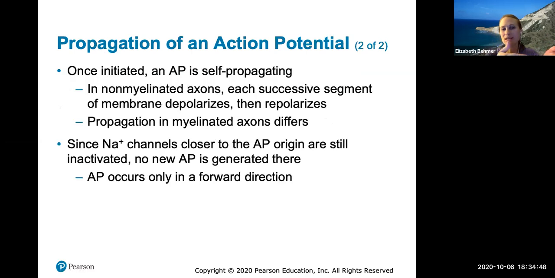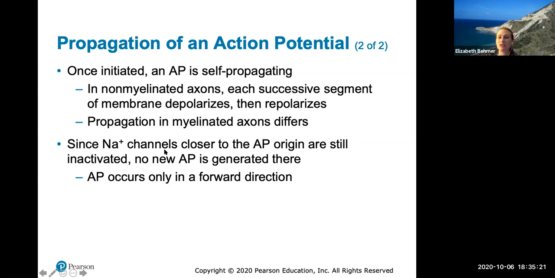So once initiated, an action potential will be self-propagating, meaning it will continue to pass down the axon by depolarizing every sodium channel that it passes. In non-myelinated axons, each successive segment of membrane depolarizes, then repolarizes, and the propagation in myelinated axons will differ a little differently. If you remember, myelination helps this signal to travel faster because of the myelin sheaths.